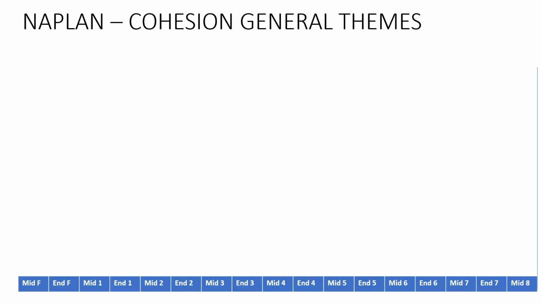To walk you through this infographic or summary of how cohesion is marked within NAPLAN, you can see a strip down below that starts off with mid-F. F means foundation. Where you teach, you might use the word prep, or you might use the word kindergarten, but you know what that is, and it runs right on to mid-8, like I said.